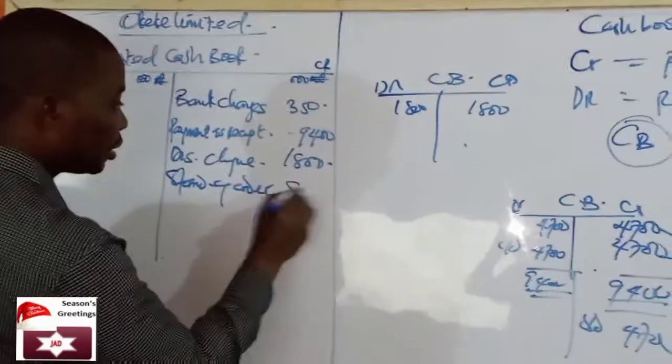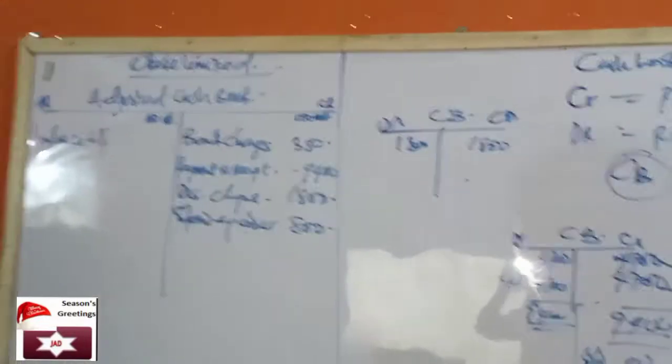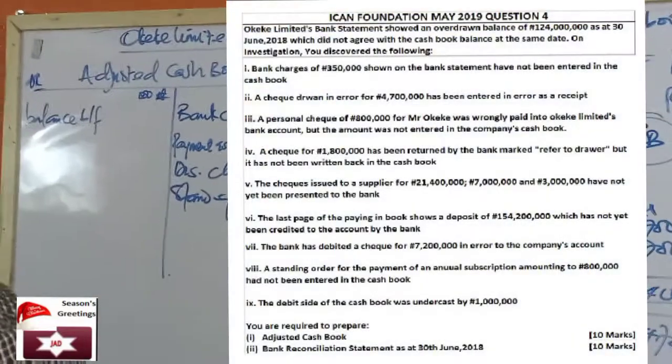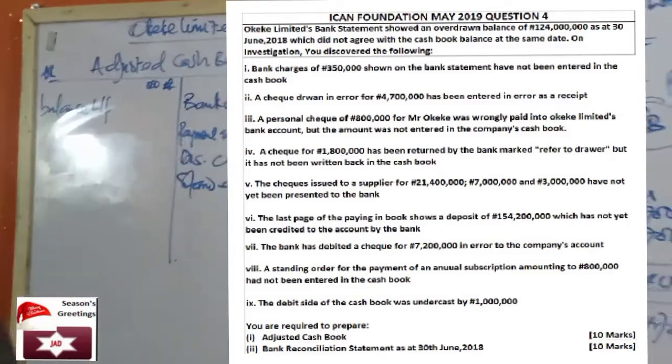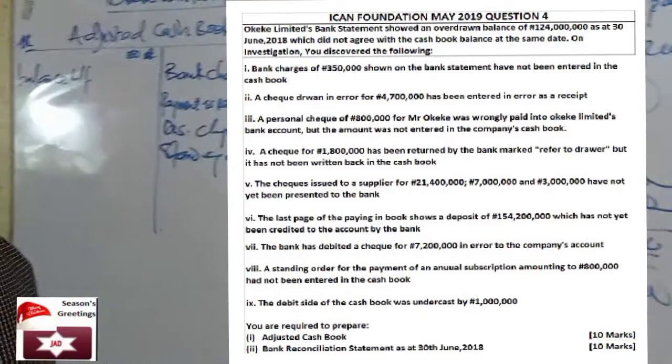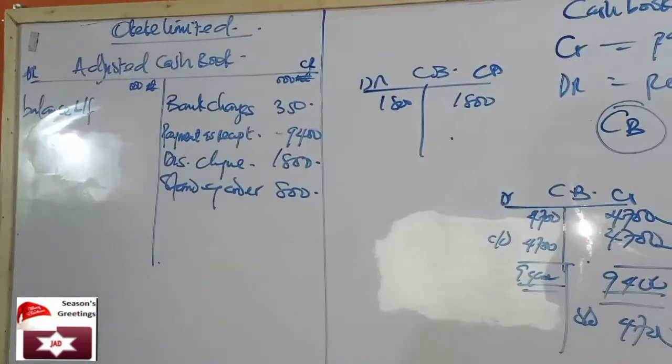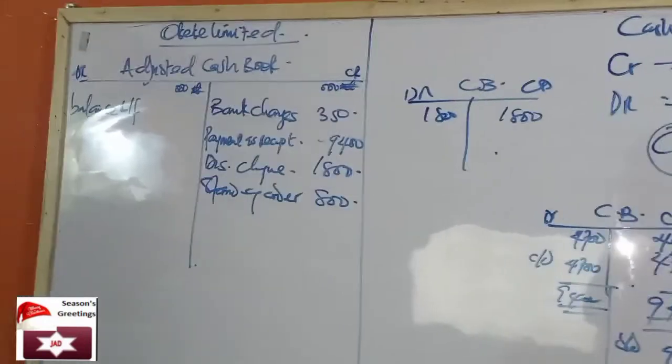800,000. So we have 800. So the next one there, that is number 9. The debit side of the cash book was undercast by 1 million. What does it mean to undercast? Undercast means you're recording below the value.